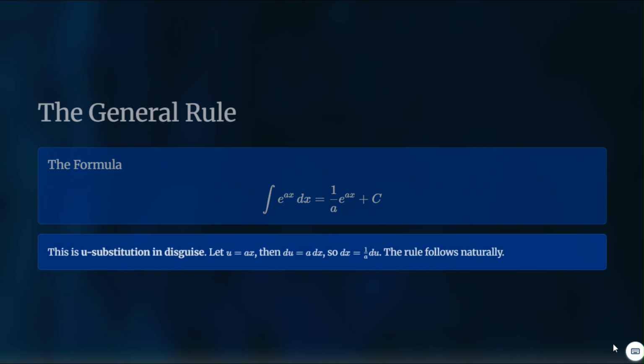This is u-substitution in disguise. If we let u equal ax, then du will be equal to a times dx. But since we only have dx in our integral, if we divide both sides by a, dx is equal to 1 over a du. The rule follows naturally.